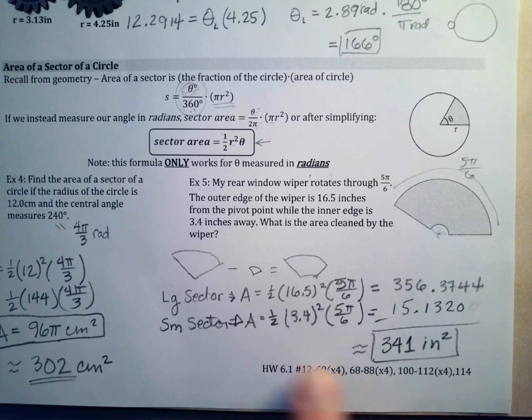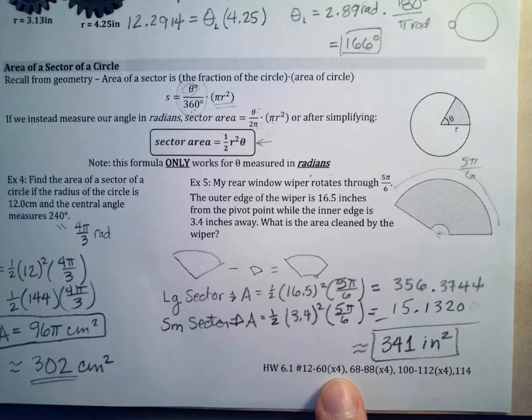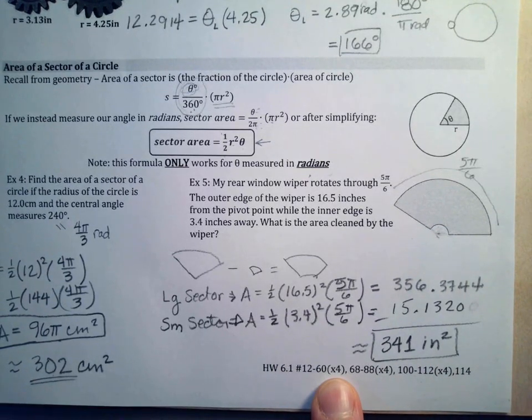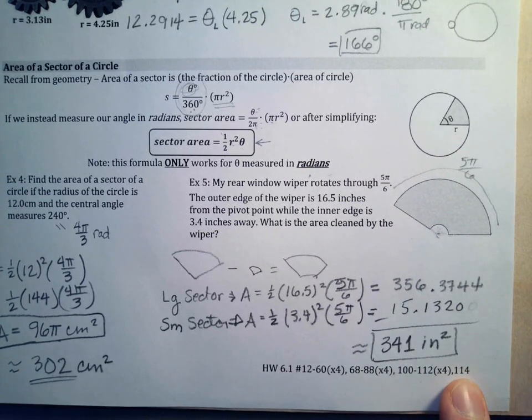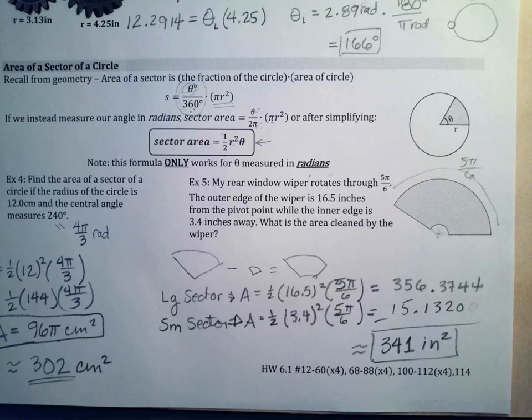Okay. So listed here is your homework. Remember that times 4 is the multiples of 4. Multiples of 4, multiples of 4, and then just do 114. Okay, and that is due next class.